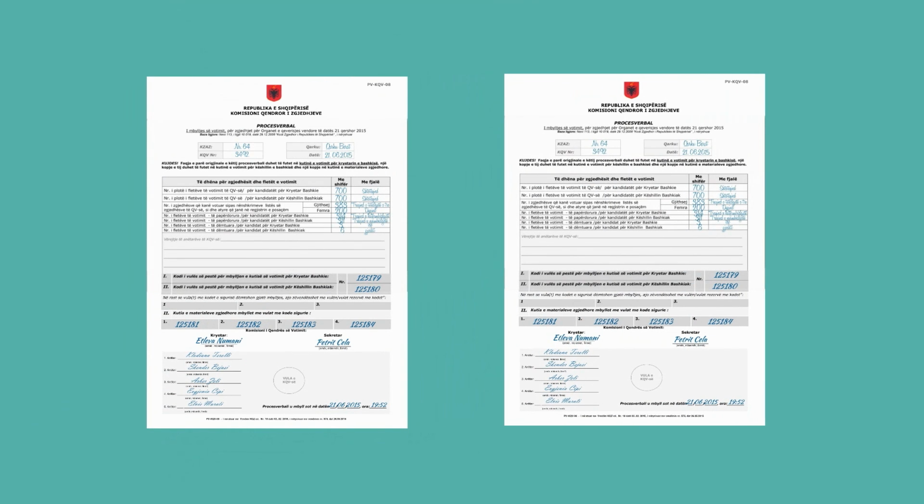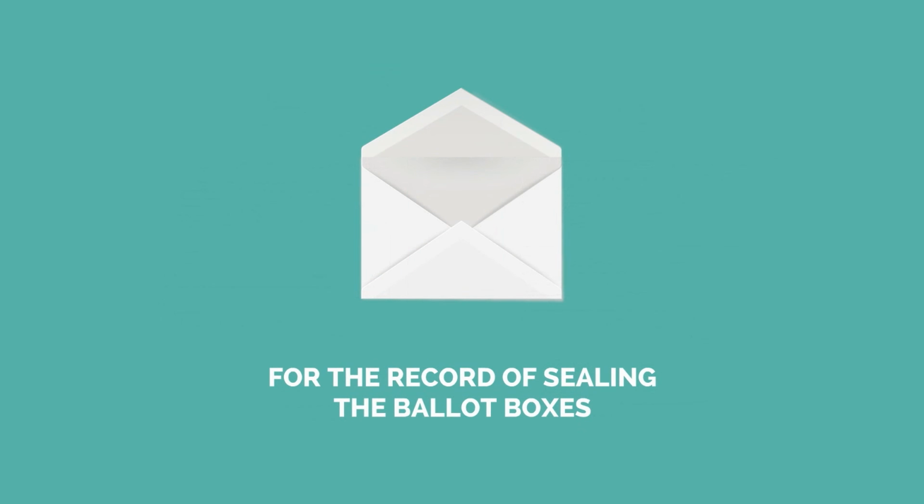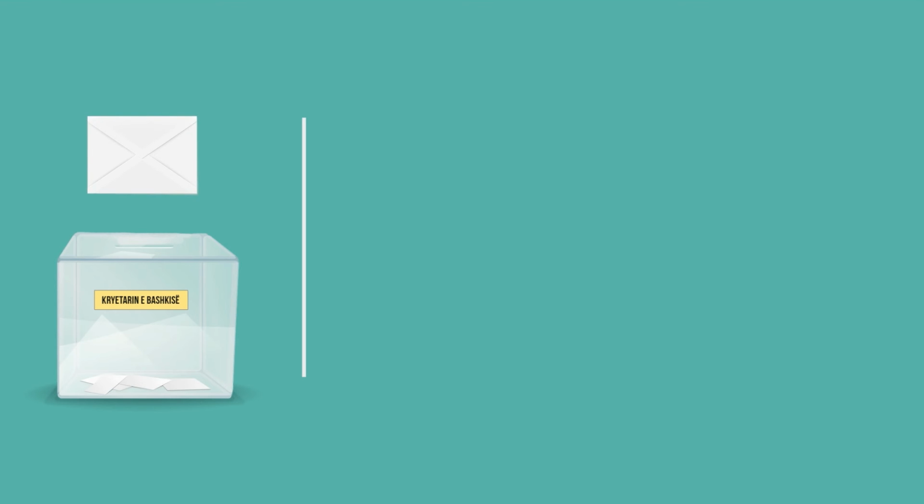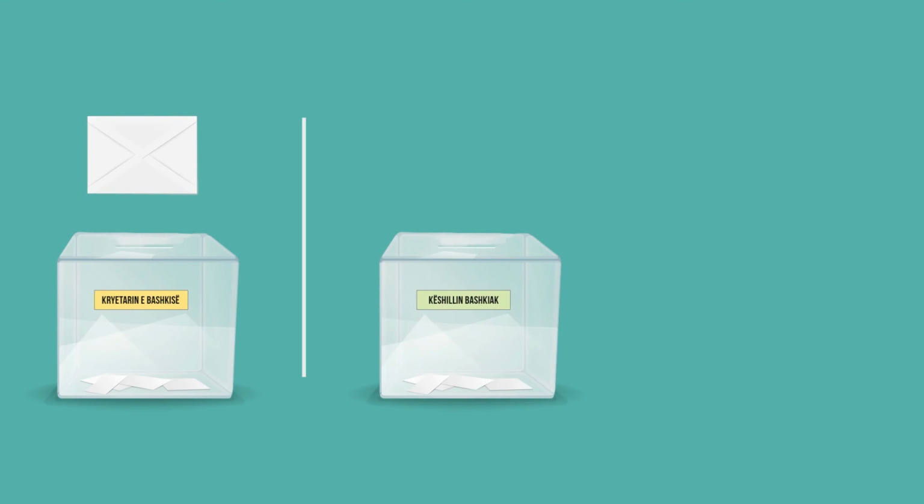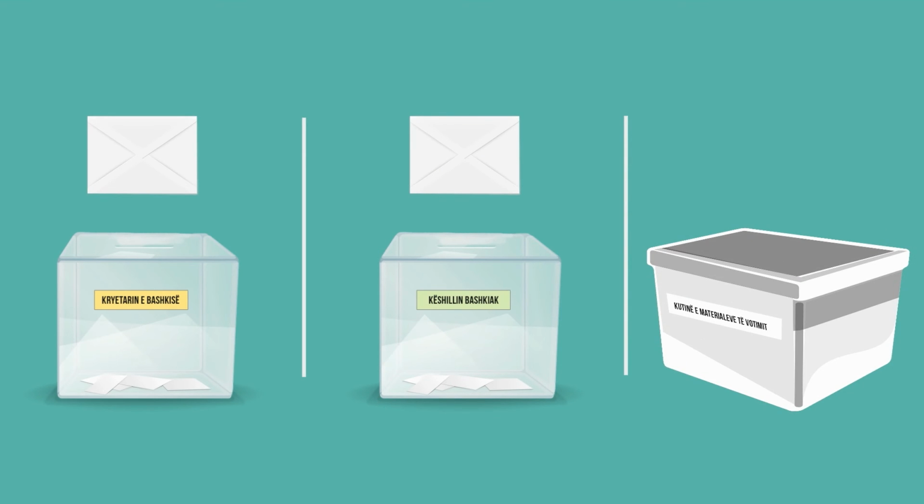The original and a copy of the record are then placed inside 2 separate envelopes marked for the record of sealing the ballot boxes. One envelope with the original is then placed in the ballot box for mayor. Another envelope with a copy is then placed in the ballot box for municipal council. Another envelope with copies is also placed inside the election materials box.